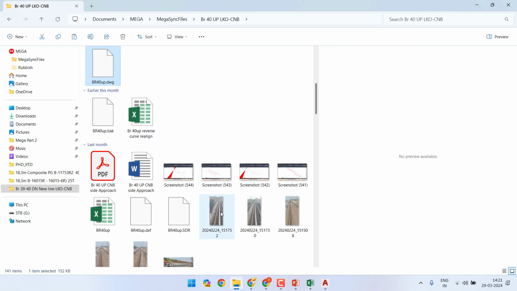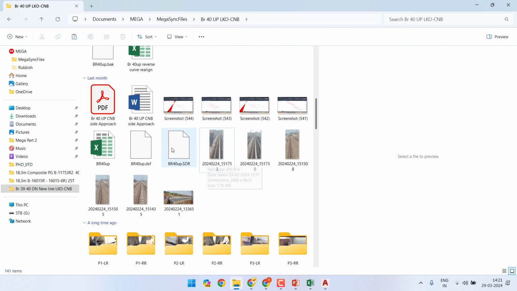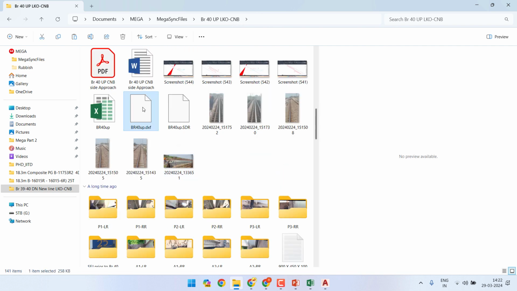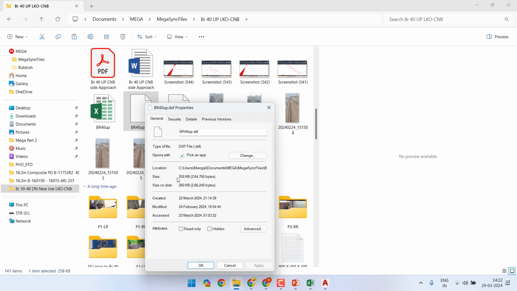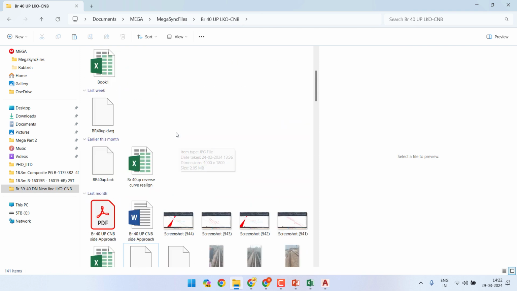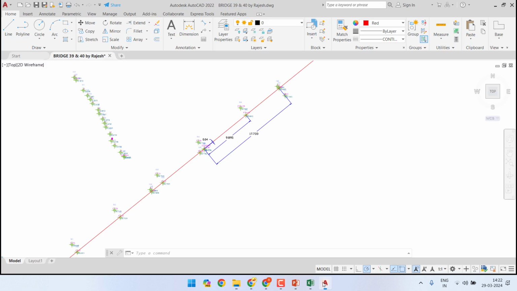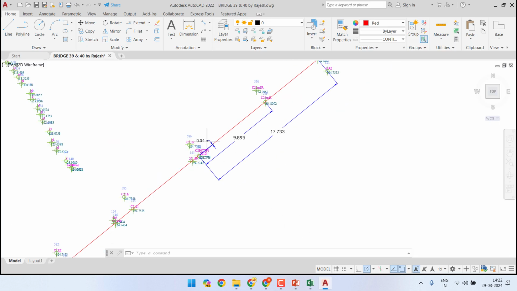Let me ascertain. The survey was done on 17th of 2024. Alright, this is the correct one. VFX file. Properties. 24th February 2024, and this one was another survey. Basically they are data of two different surveys, so it is differing.